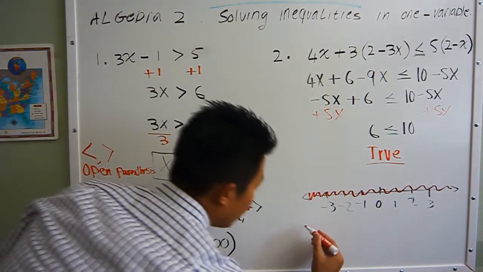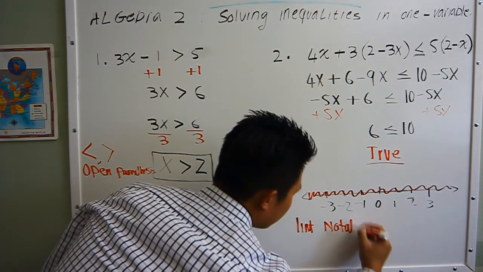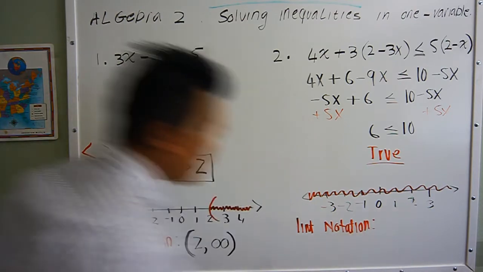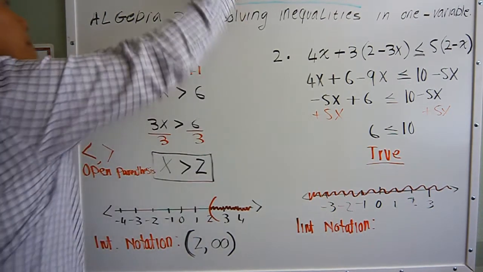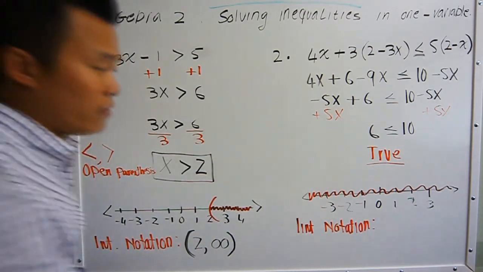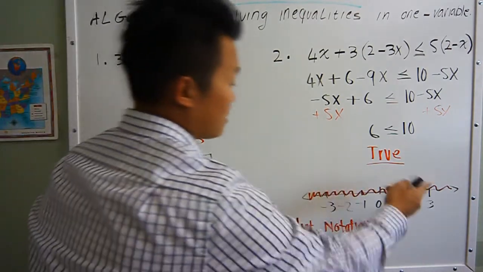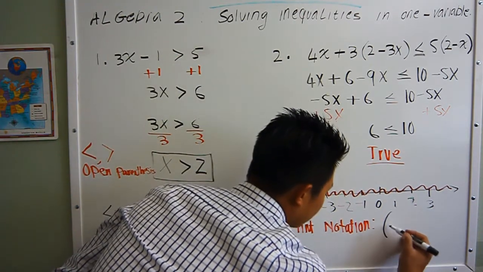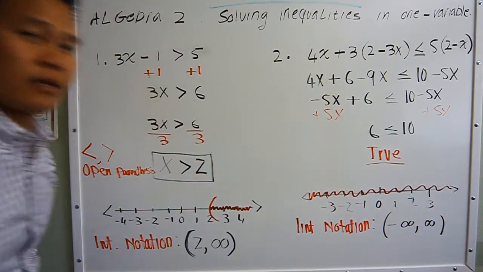Now, interval notation. Recall what I said earlier. I said that it's open at infinity. Alright, so if you look carefully, the solution is from negative infinity to positive infinity, and the way we represent that is negative infinity to positive infinity.